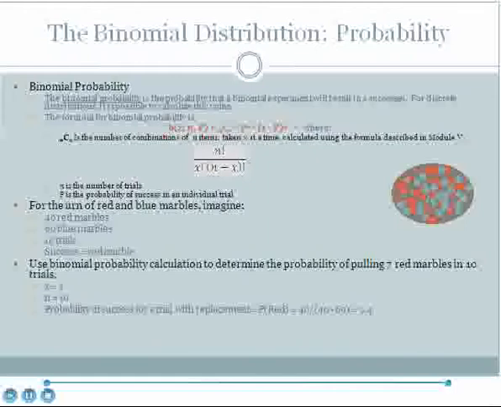Recall that the probability of success for a trial with replacement, P of red, is equal to 0.4 because there are 40 red marbles out of a total of 100. In this case, we're interested in x equal to 7 successes, in n equal to 10 trials.